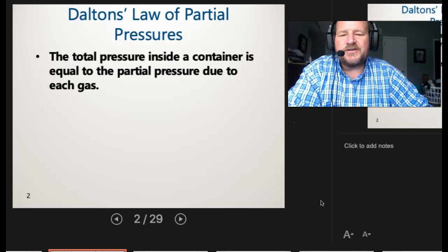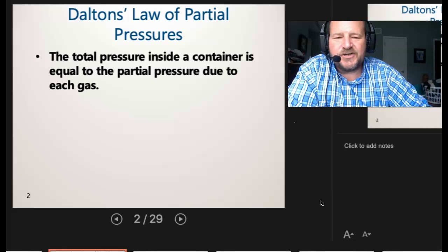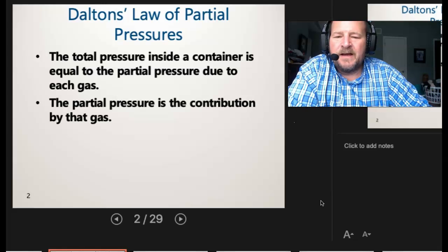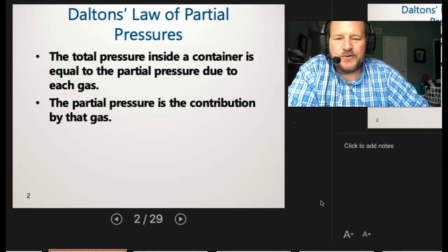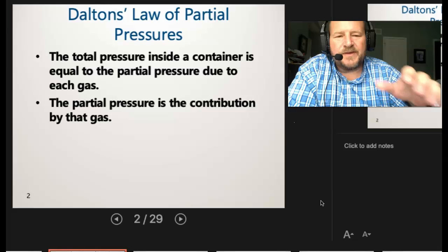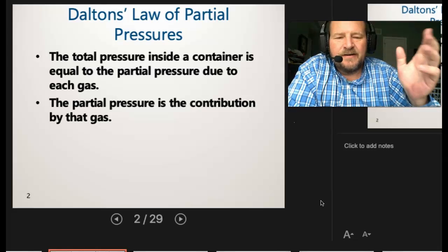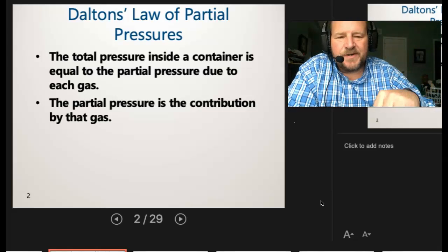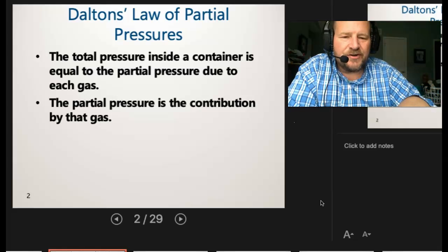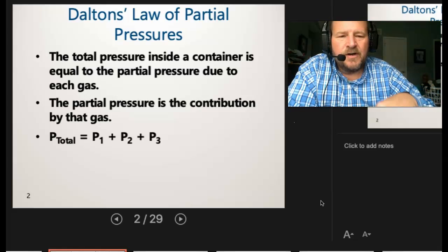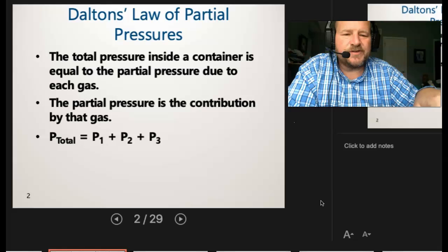The total pressure inside a container is equal to the partial pressure due to each gas. The partial pressure then is the contribution by that gas. If you think of it this way, if you have a room with 3 or 4 gases in it, then all of those gases are contributing to the overall pressure in the room. So P total would be equal to the pressure of each of those individual gases.